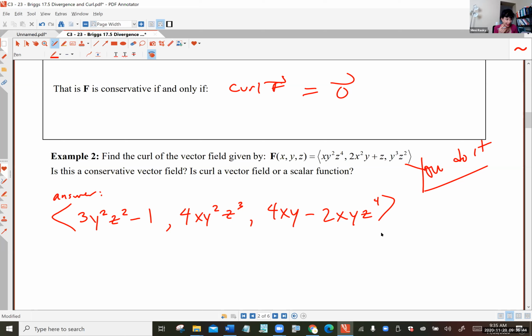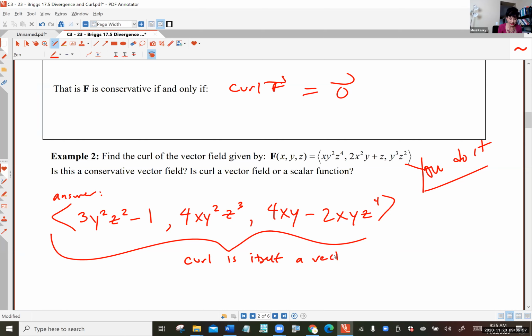Okay, so that is the curl. And please note that this curl is itself a vector field. That's important for you to understand. The curl of a vector field is another vector field, essentially. You get a vector field result.